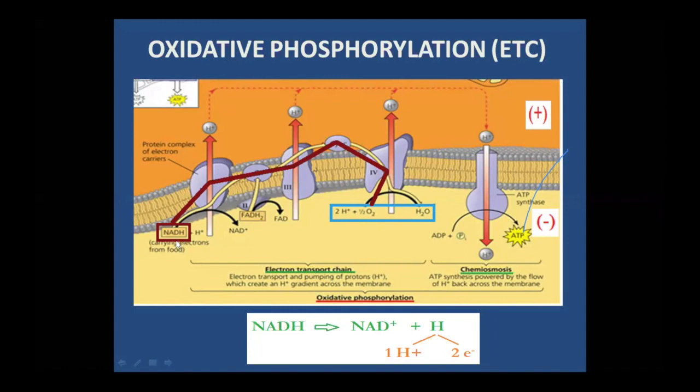NADH, mabreak ito into hydrogen. Hydrogen forms 1 proton and 2 electrons. So here you have 2 electrons, 1 hydrogen. Kukuha ng 3 hydrogen sa baba. Pump ang 4 palabas. Si 2 electrons, mag-move sa ubiquinone.